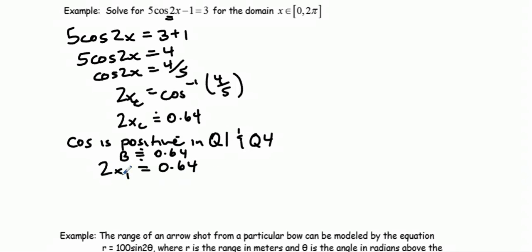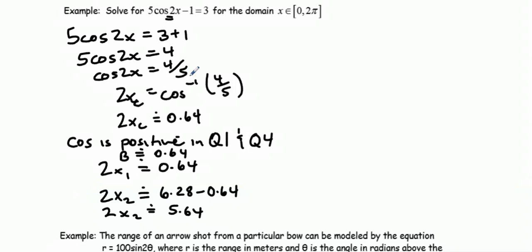Okay, to get our second instance, we're not going to divide through yet. We're going to say 2x2 is approximately equal to, so how do we get our quadrant 4 angle? We take 2 pi and we subtract our beta, 0.64. So 2x2 is equal to 6.28 minus 0.64, which is 5.64 approximately.